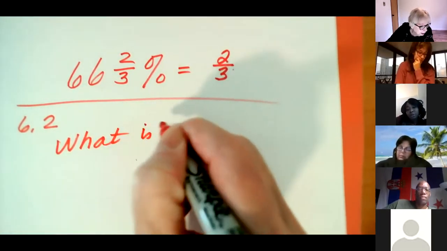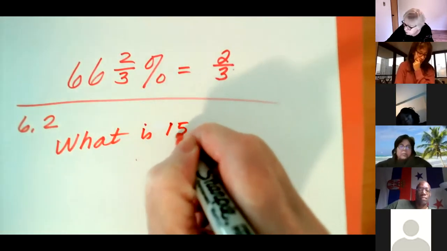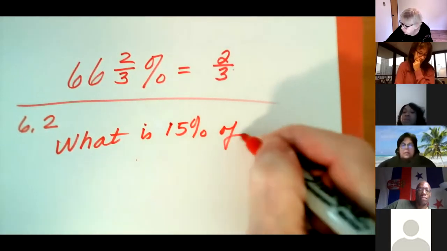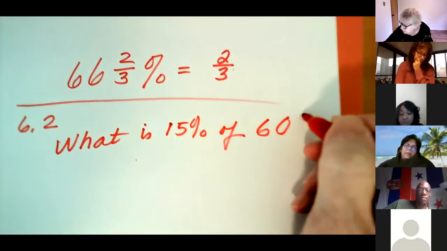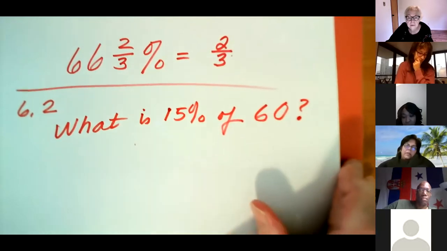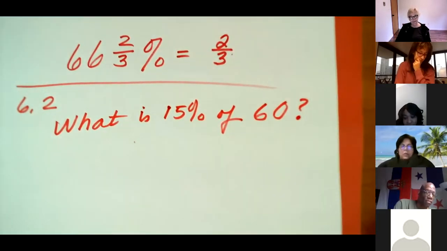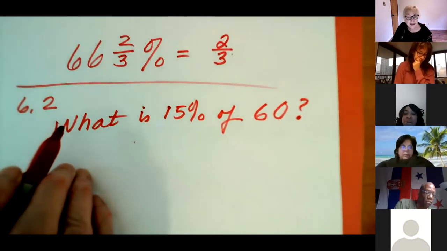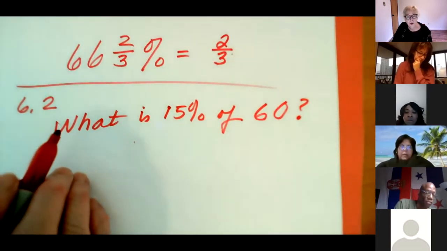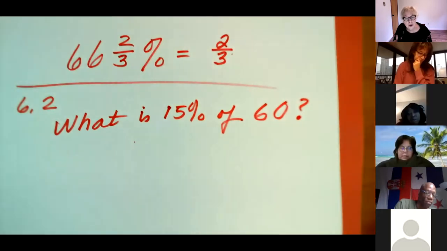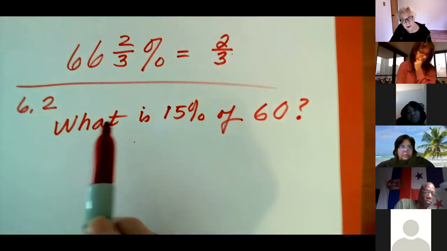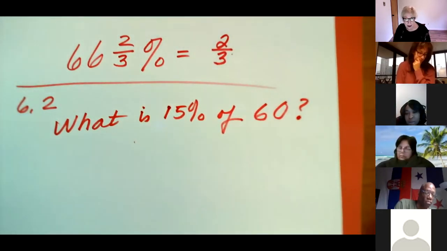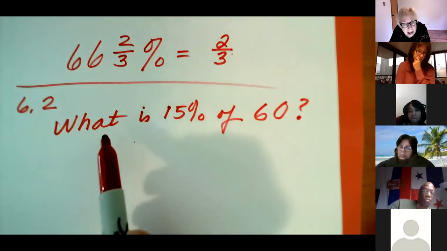What is 15% of 60? Okay. This is a sentence. It's English. And what we want to do is change it to another language. And the other language is mathematics. So forget English. What we want is math.